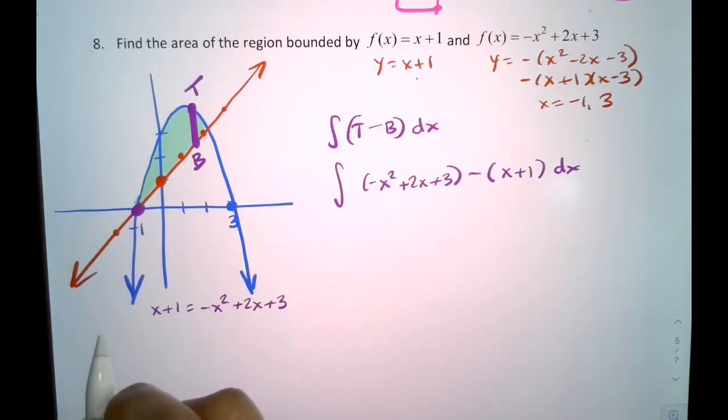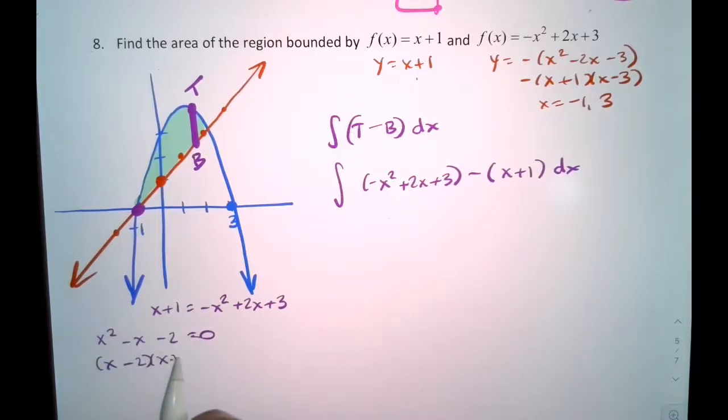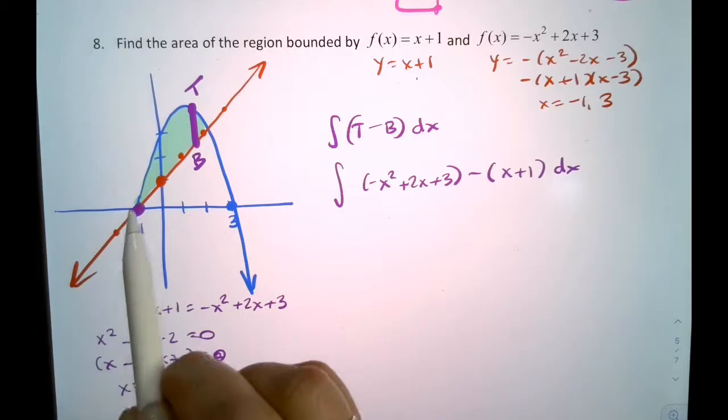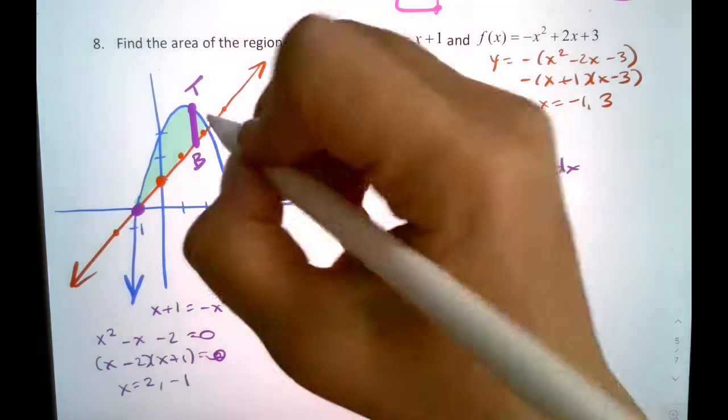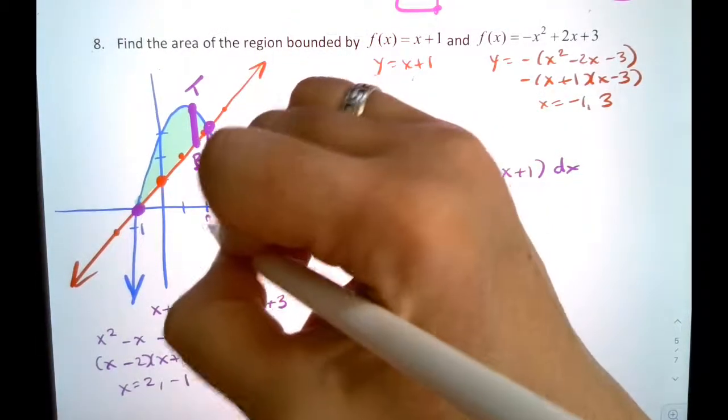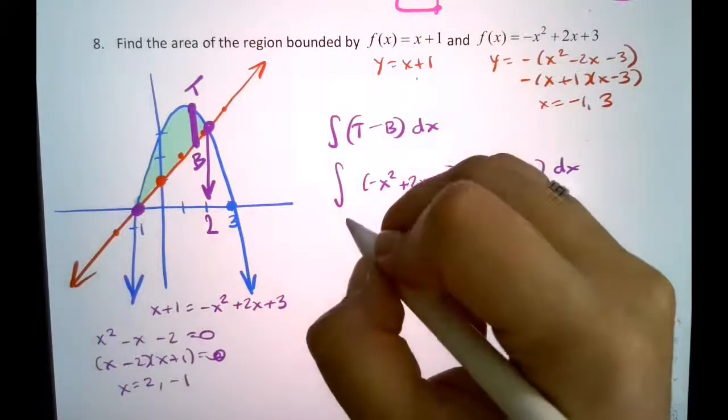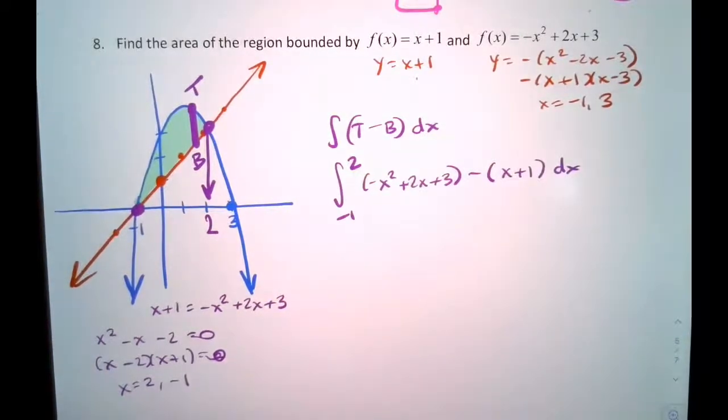So I'm going to move everything over to the left-hand side. And I'm going to factor. So I see that my limits of integration, definitely the -1 is there. I see that. And x equals 2. Okay. -1, 2. So that is my integral that represents the area.